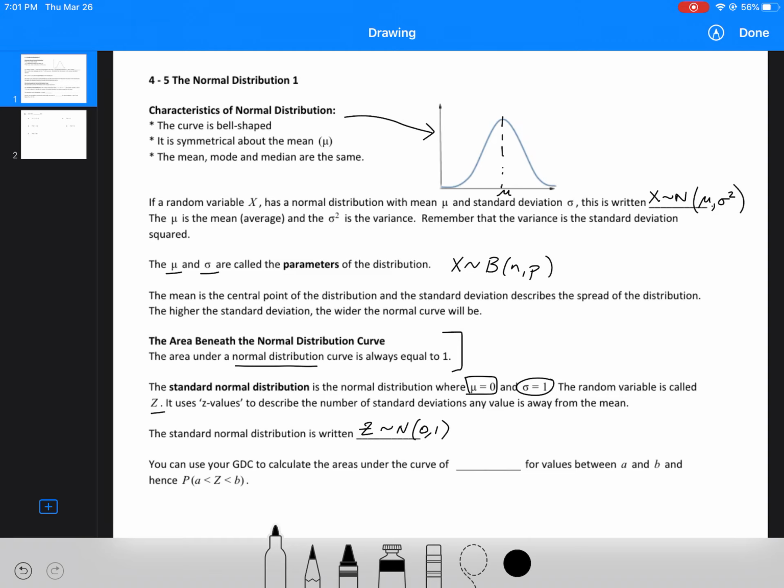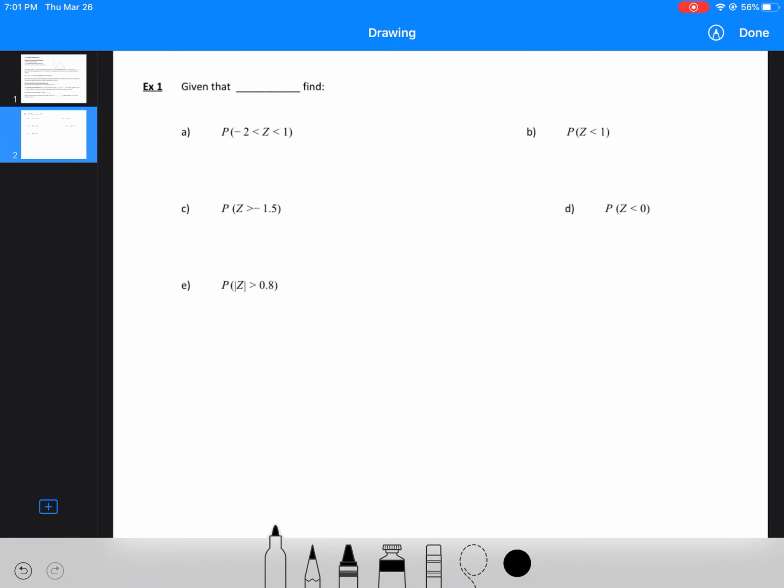You can use your GDC to calculate the areas under curves of the standard normal distribution for values in between a and b. Hence, you can find the probability that z is between a and b. So let's look at some practice using our graphing calculator. For these, we're going to use our standard normal distribution, and we're going to find the following probabilities below using our graphing calculator.